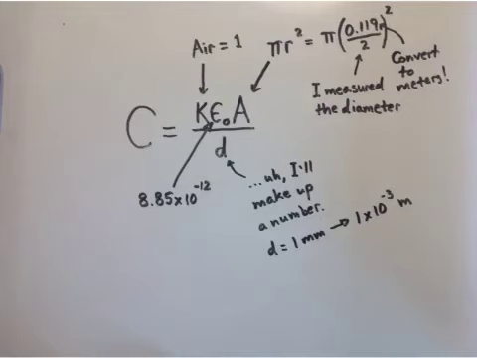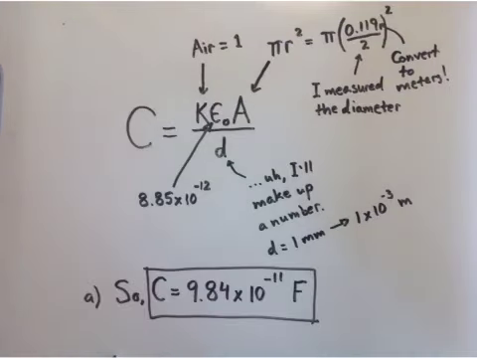So pause the video, type in the numbers yourself to make sure you know how to make this all work in your calculator, and see what answer you get. Boom. 9.84 times 10 to the negative 11th farads.